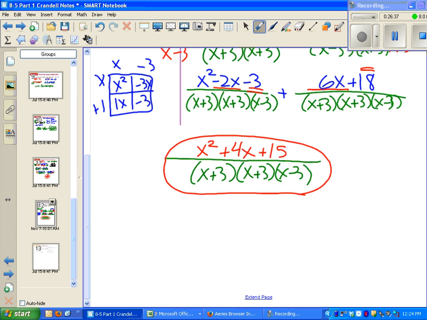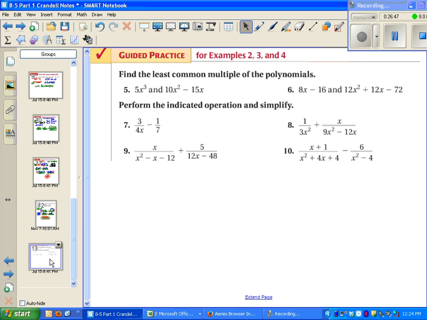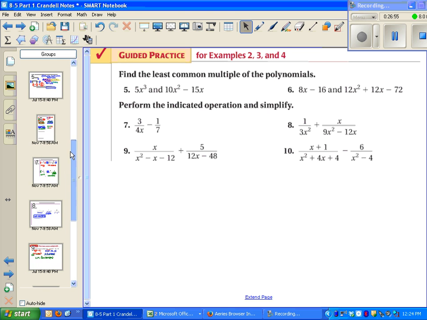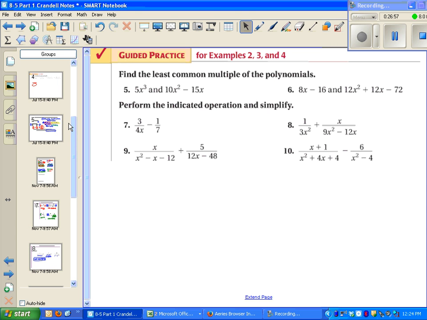So if you got that all by yourself, you are awesome. Good job. If you got most of it, but then you watched the rest and figured out how to do it, that is awesome too. Okay. And let's see. So here is all your guided practice. So all of that, and then 1 through 4 from the very beginning.